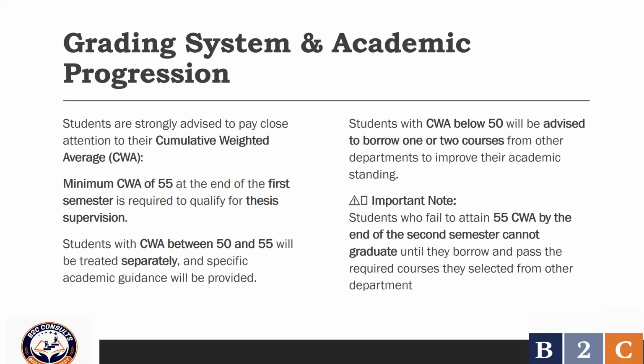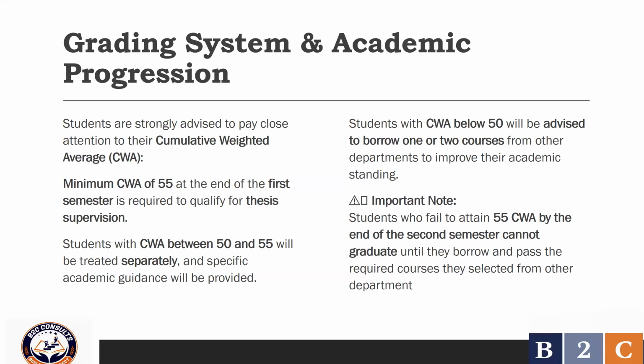Although the 55 has been provided, that's where they will give you a supervisor. Meaning, if you don't get the 55, you don't get a supervisor and you don't graduate. But the 50 is very, very important. Why is it so? When you get a CWA below 50, it means that they have to do what?